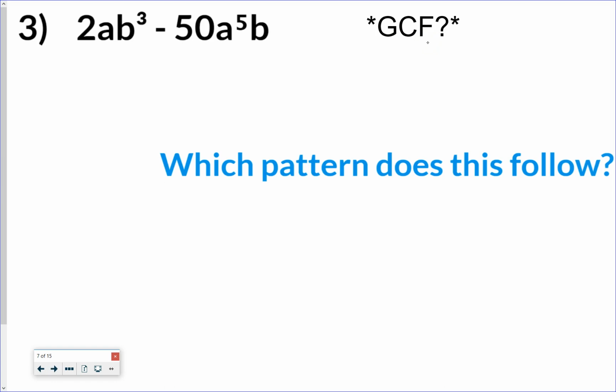Yes. What could I take out of both sides? 2. I could take out a 2. What else? An A can come out, and a B can come out of both, right? Do we see that? Yep. So when we take that out, I divided that by 2, so it's gone. Divided that by A, that's gone, right? B cubed, I took one of the B's out, so I got B squared left right here.